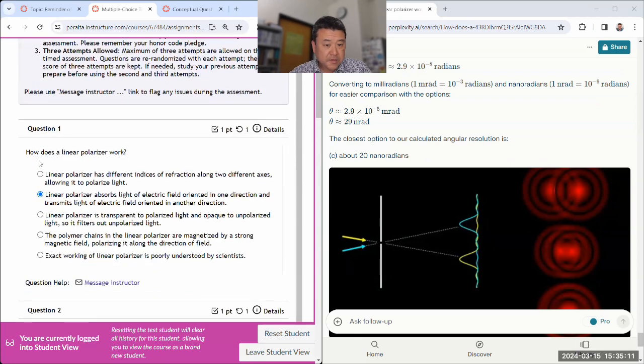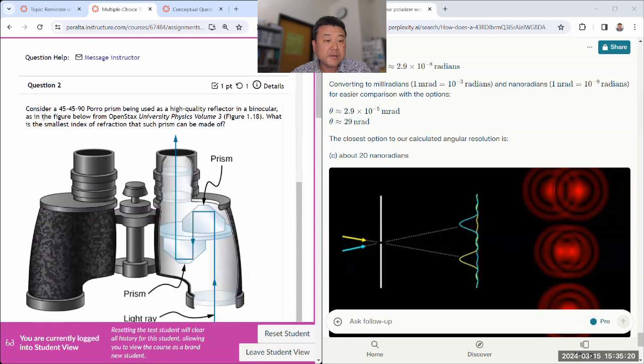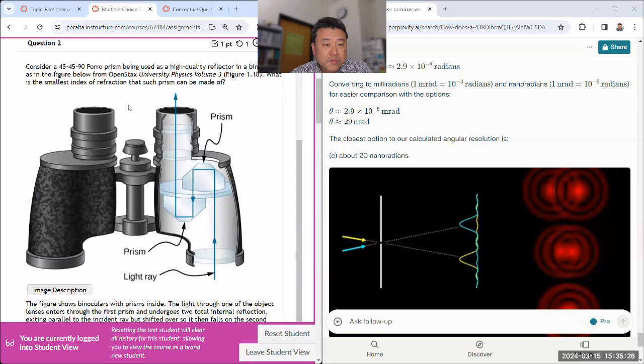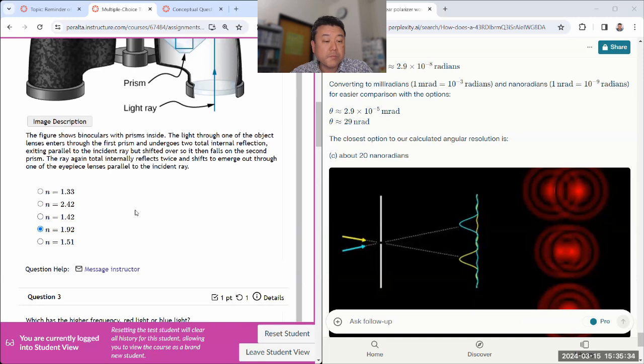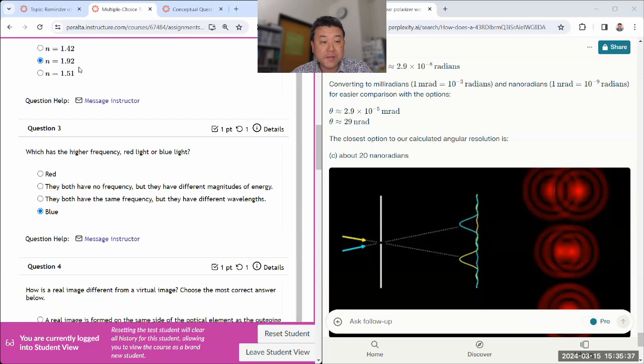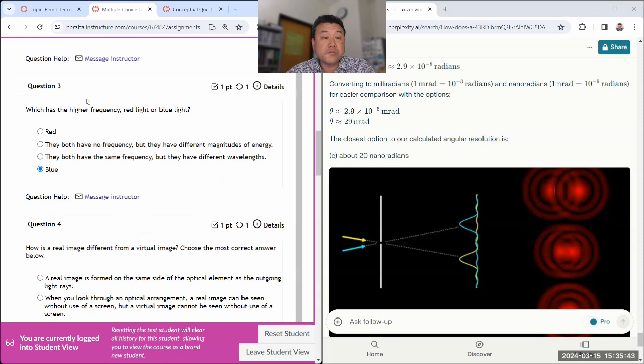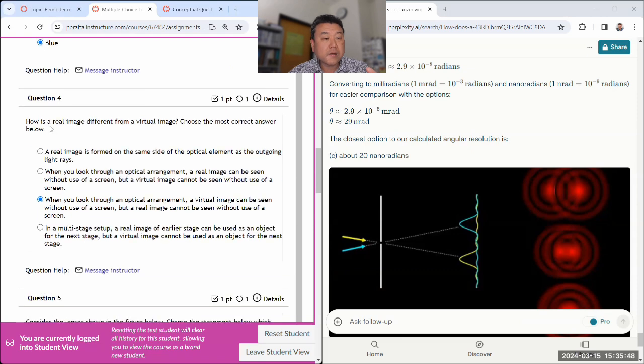So, how does a linear polarizer work? Absorbs light. Yeah, I think that sounds right. So that's probably right. Consider what a small such prism can be made out of. Yeah, it doesn't have to be in water, right? So I think Perplexity just missed it. I think it's like n equals 1.42 or something. It's not like 1.92. That's above most materials; you need some special transparent material for that. So I think Perplexity missed one so far.